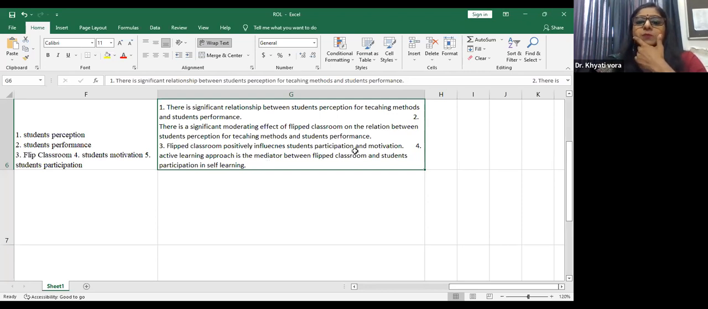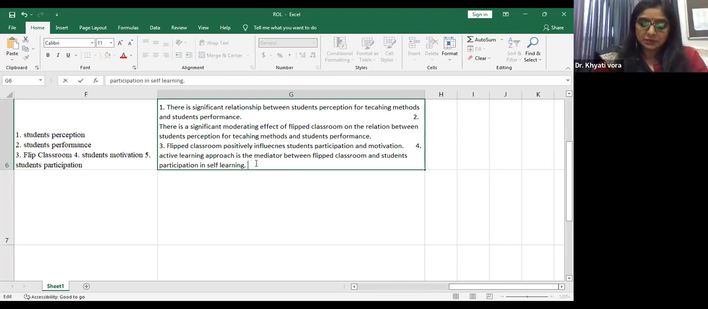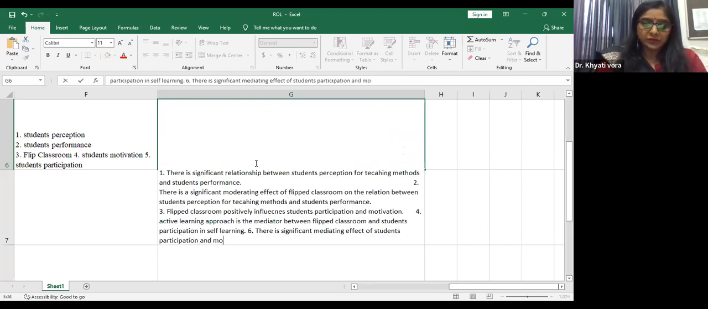Flipped classroom positively influences students' participation and motivation. ये भी एक हो गया. Active learning approach is a mediator effect between flipped classroom and students' participation. And the one that I said just now is, there is a significant mediating effect of students' participation and motivation on the relationship between flipped classroom or the methodology used, you can say. We are very specific using your flipped classroom on students' performance.